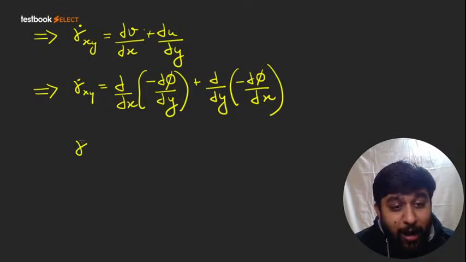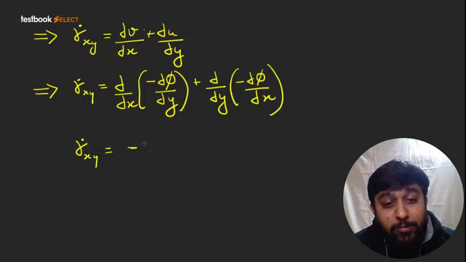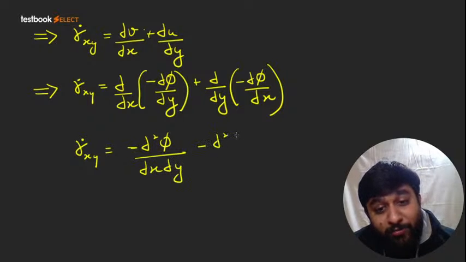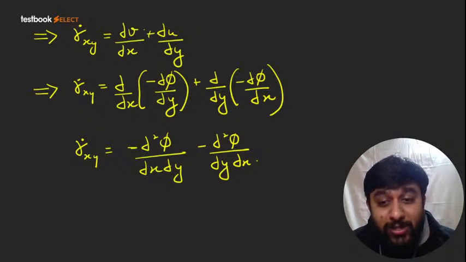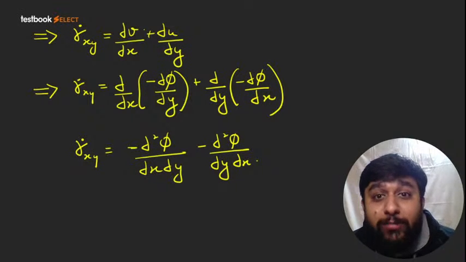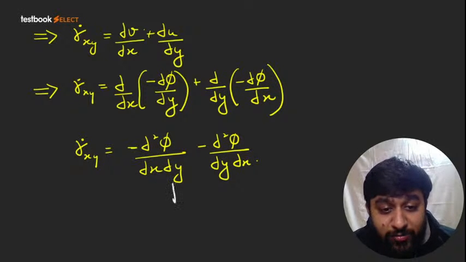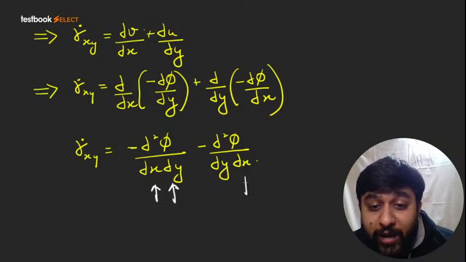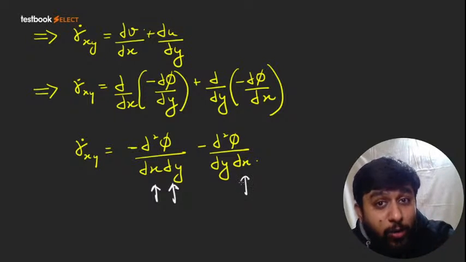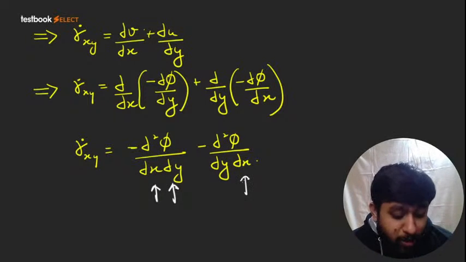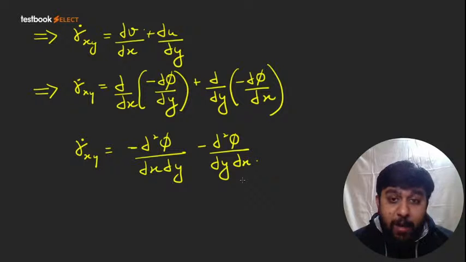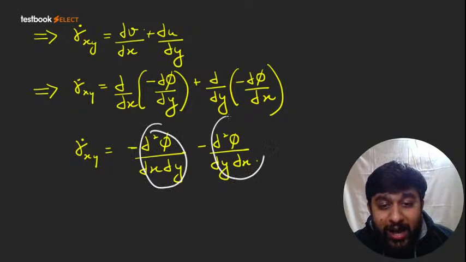Now please check. So gamma dot xy, it is minus of del square phi by del x del y plus minus del square phi by del y del x. Now you will say, sir, there are two terms. What is the difference between the terms? There is no difference. Actually, the two terms are same. You might say that first we differentiate phi with respect to y and then with respect to x, here we differentiate phi first with respect to x and then with respect to y. But as per the rules of calculus, whatever may be the order of differentiation, the final result will be same. So this term and this term, they are exactly same.